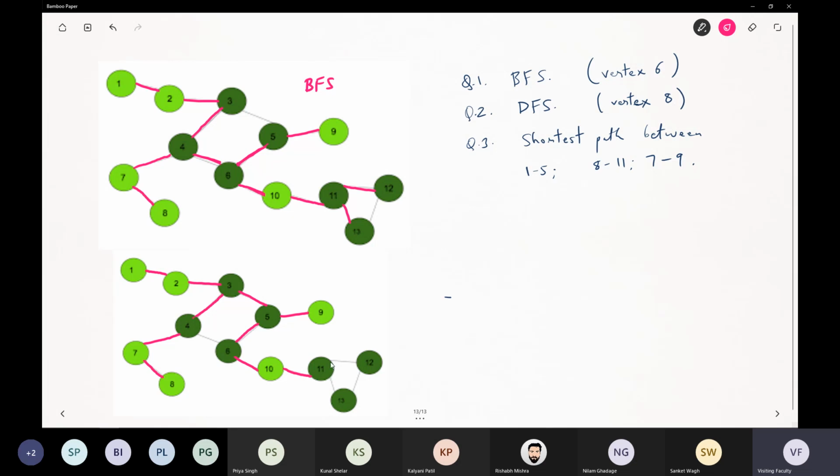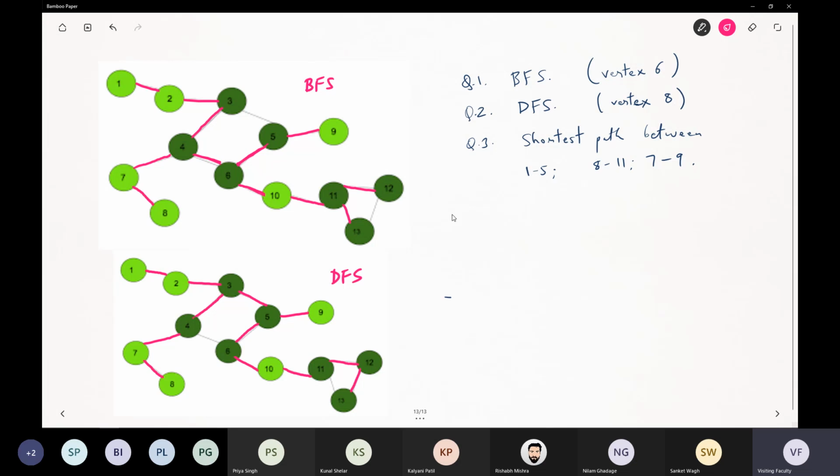From 11, now I have choices, right? So let me go to 12. Arbitrary choice. From 12, I can only go to 13. And now I have seen this completely covers every vertex, right? Every edge covers every vertex is covered at least once. So this completes DFS because all vertices have been covered.